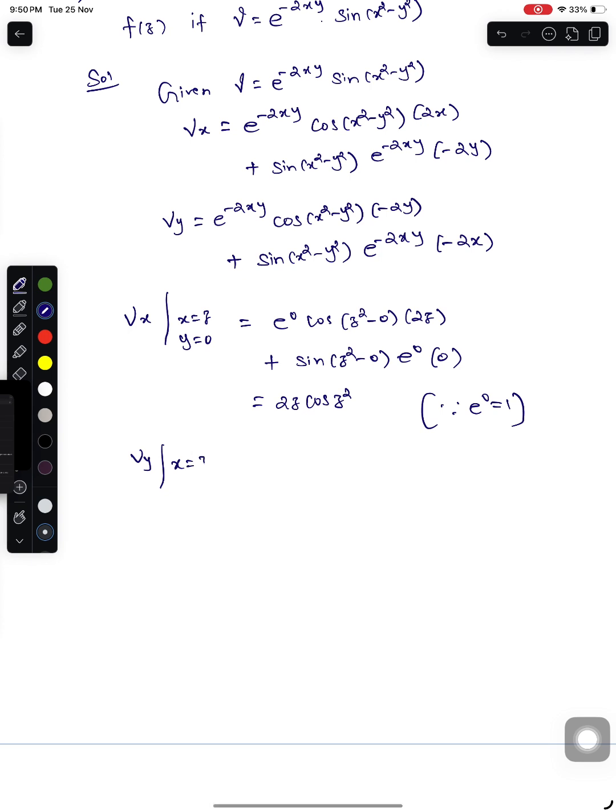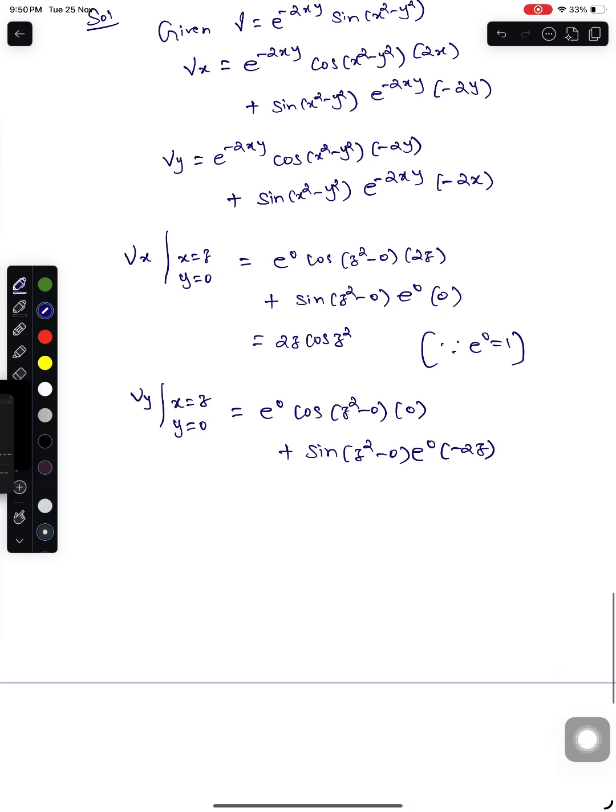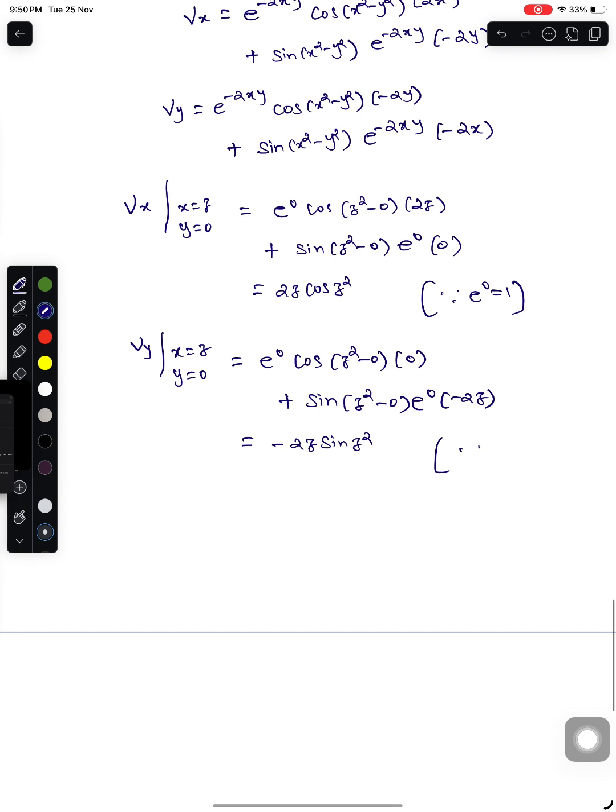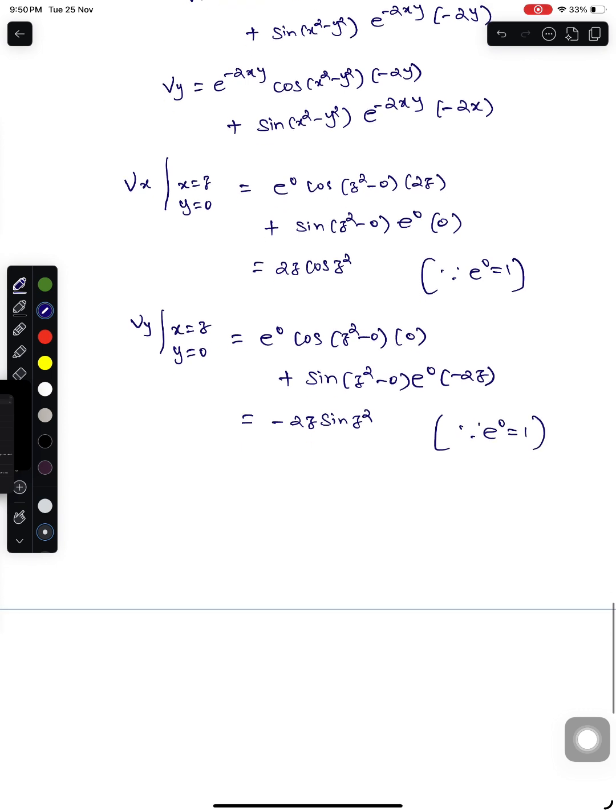Let us find Vy at the point x equal to z, y equal to 0. This will be e power 0 into cos of z square minus 0 into 0, because y is 0, plus sine of z square minus 0 into e power 0 into minus 2z, which is minus 2z sine z square, because e power 0 is 1. Right. Now we have found Vx and Vy at the point x equal to z and y equal to 0. Now we can just go with the CR equations.